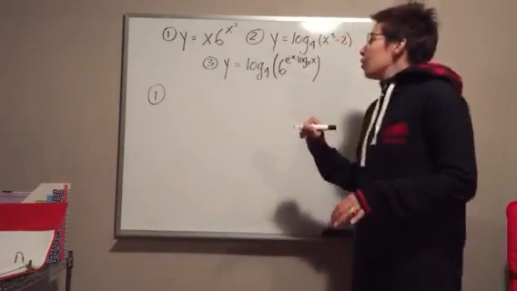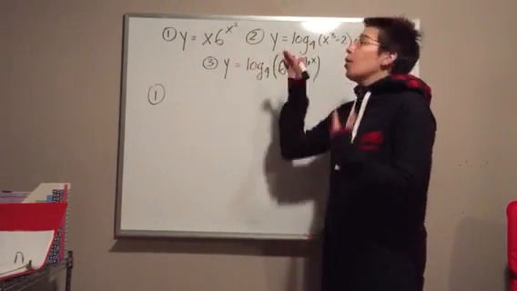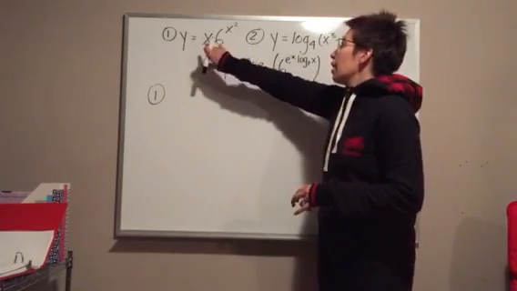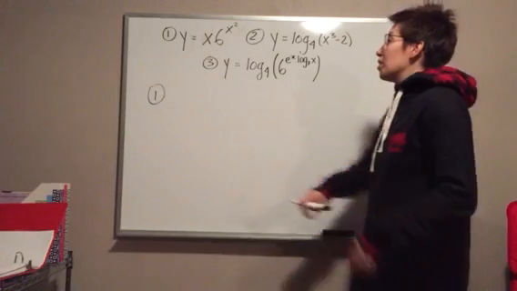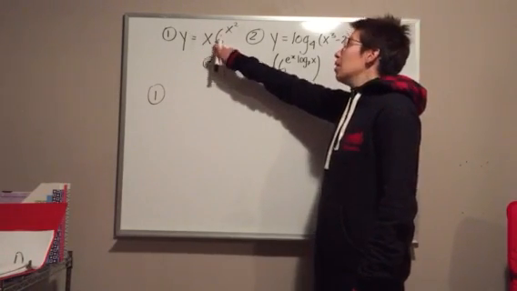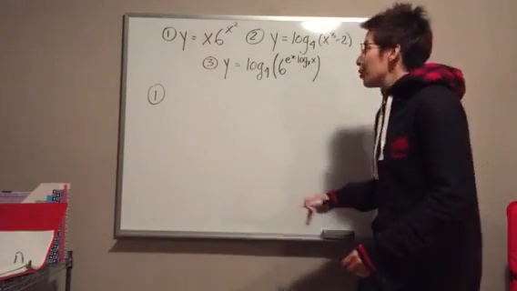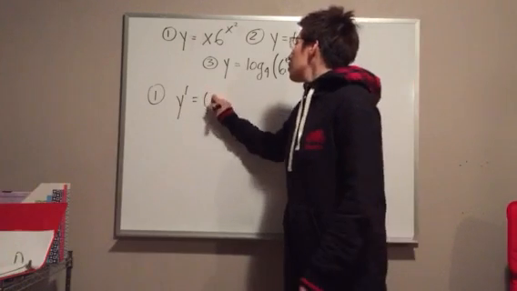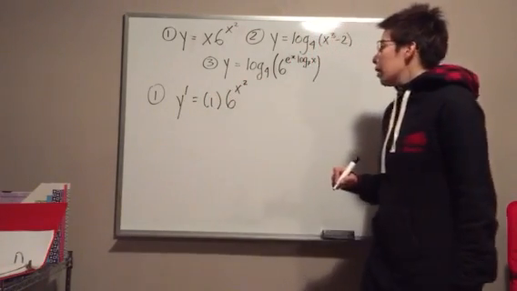All right, this here is an x and it's times a 6 to the something. So we have a product of two different functions, the x and the exponential. So we're going to use the product rule. We're going to take the derivative of this part times this part left alone plus this part left alone times the derivative of this part. So let's do it. So y prime equals the derivative of x is just 1, and we leave the 6 to the x squared all by itself.